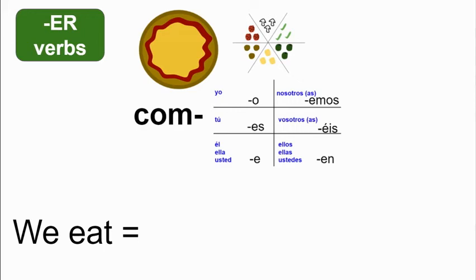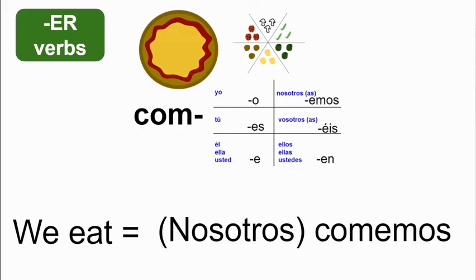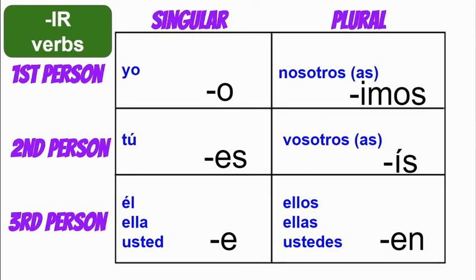And I use my stem, com, and then I stick on my ending, emos. Nosotros comemos. That means we eat. Or I can just say comemos. That also means we eat.